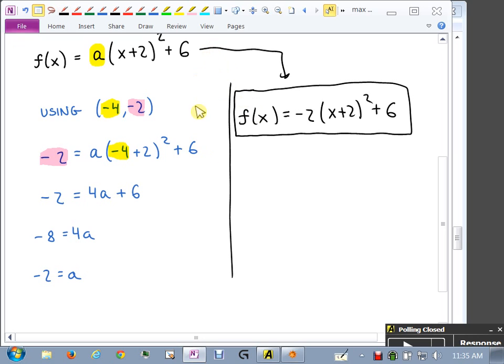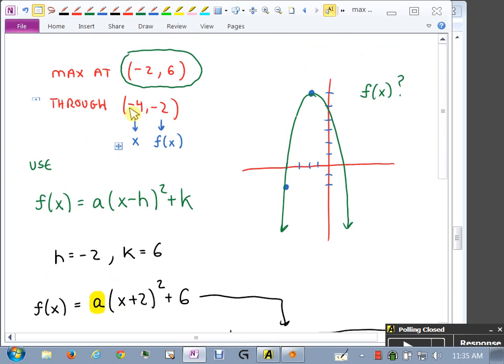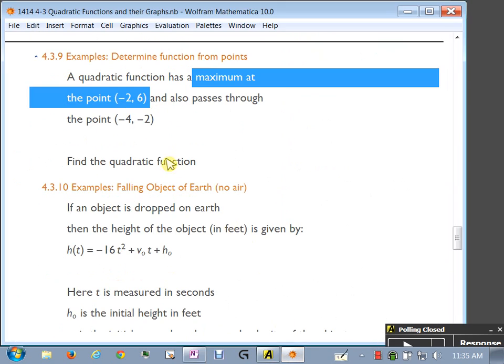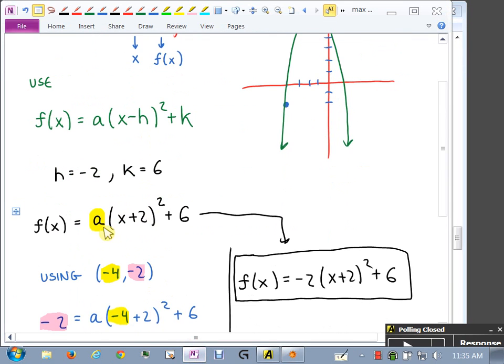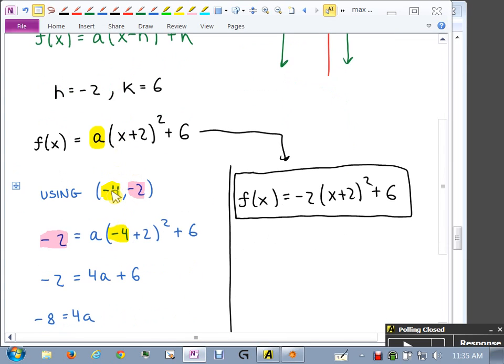Where? Plus 2. Right here? This, I'm using the point that was given to me in the word problem. The fact that this point lives on the graph means that when I plug in negative 4 for x, this is what the function spits out. So when I go here, I replace this x with negative 4, put those together, and then that gives you this. Does that make sense?